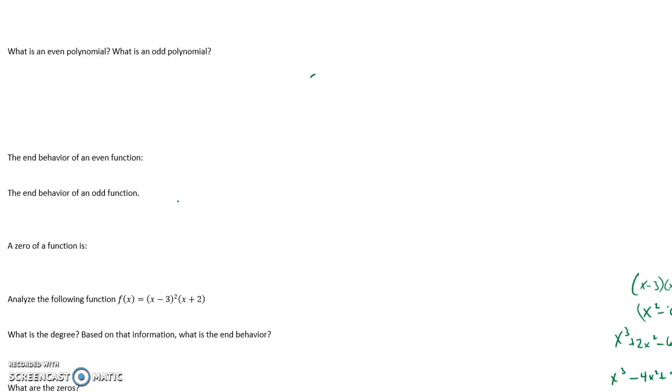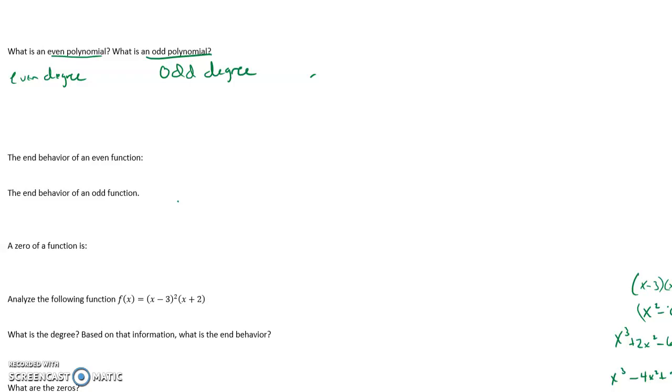Now we're going to take a look at some characteristics of polynomials. One of the first things we're going to define is what is an even polynomial and what is an odd polynomial. An even polynomial, this is going to be pretty straightforward, is one that has an even degree. An odd polynomial is one that has an odd degree.